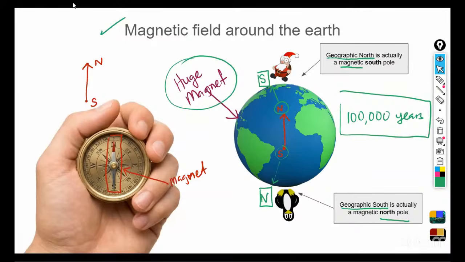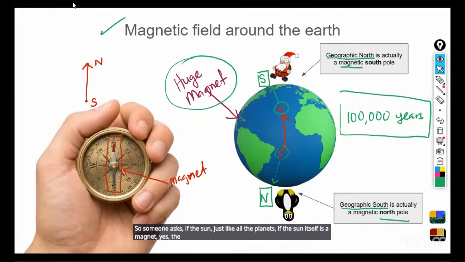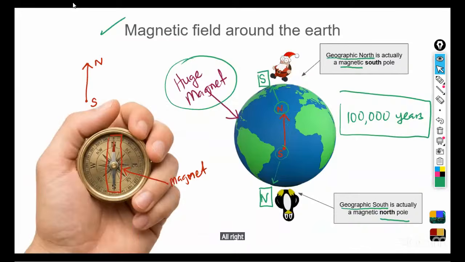So someone asks if the sun, just like all the planets, if the sun itself is a magnet. Yes, the sun is a magnet. The sun is actually one of the largest magnets there is.